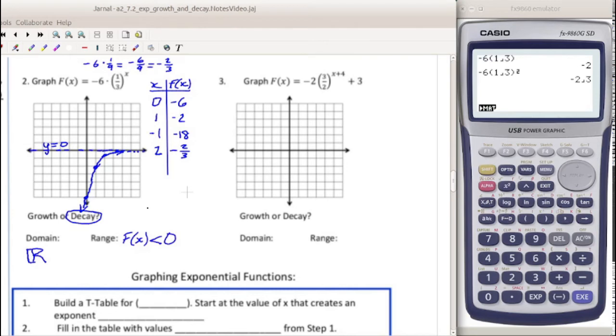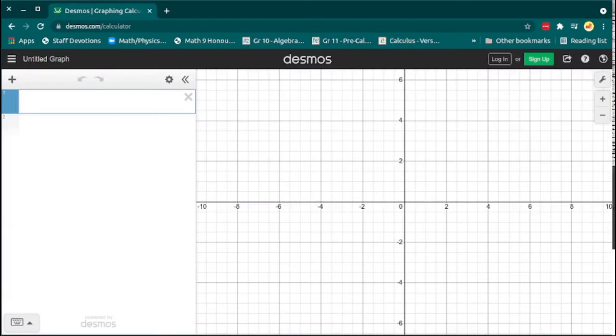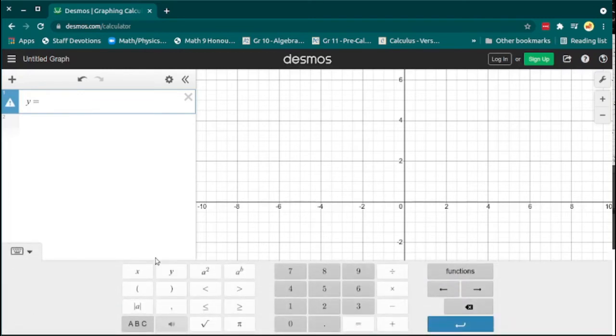So how does Desmos help us out with this? Well, let's pull it up and actually just go ahead and type in this function. So it's going to be negative 6 times 1/3 to the power of x. So here's my Desmos, and I type in here y equals. You can type it in straight off your keyboard, or if you want, you can click the show keypad and click on here y equals. All those values are available to you.